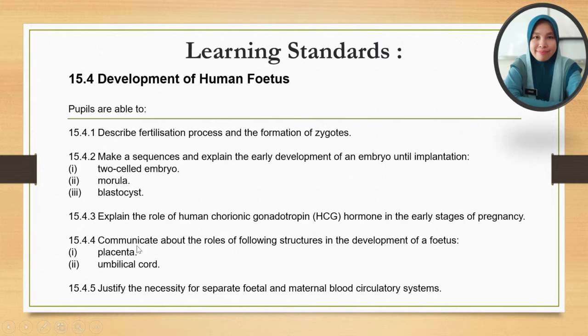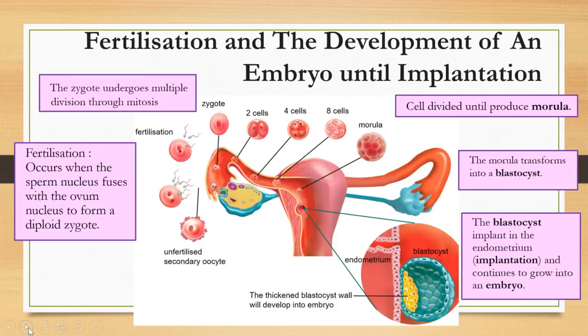Number 4, communicate about the roles of the following structures in the development of a fetus. They are the placenta and umbilical cord. And the last one, justify the necessity for separate fetal and maternal blood circulatory systems. So these are the 5 learning standards that you have to cover for today.